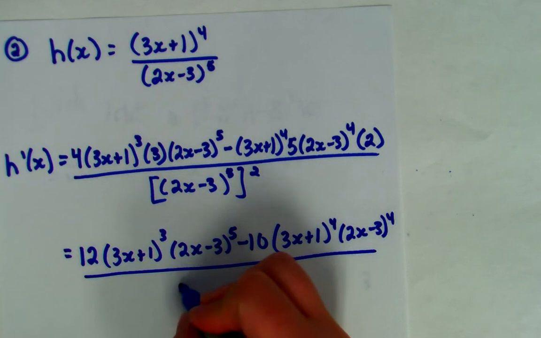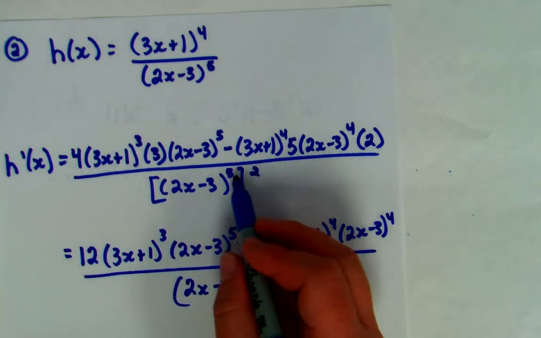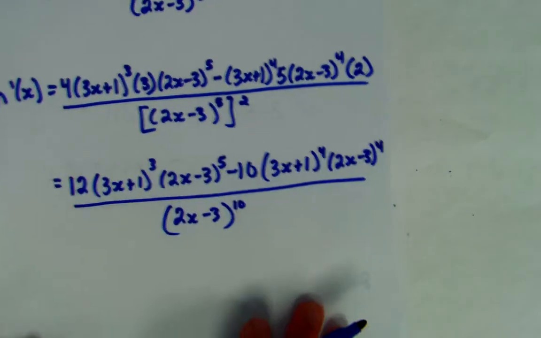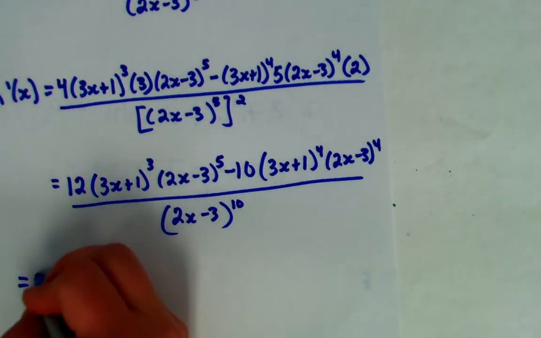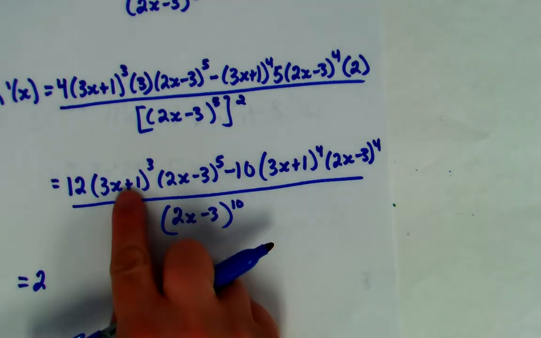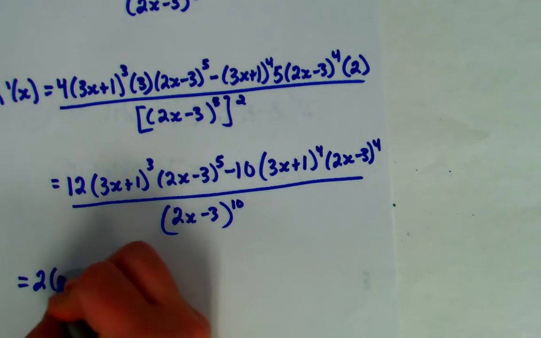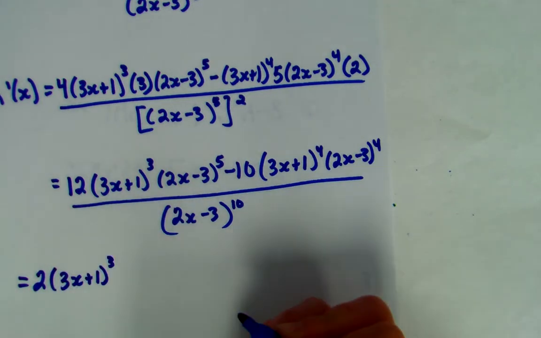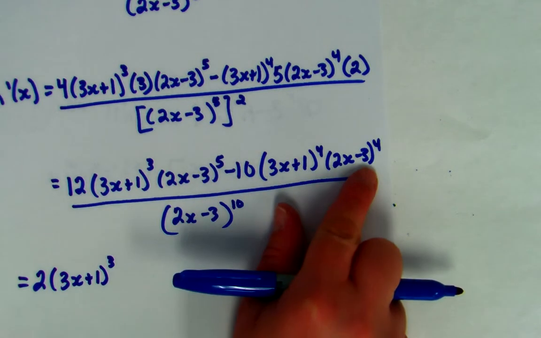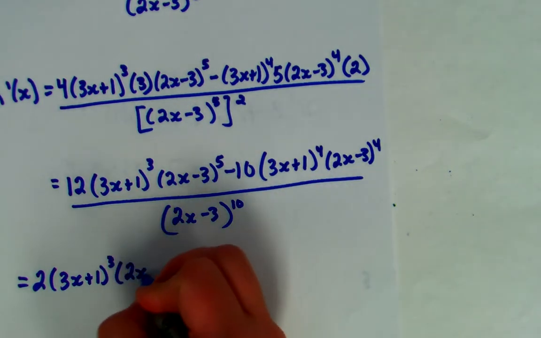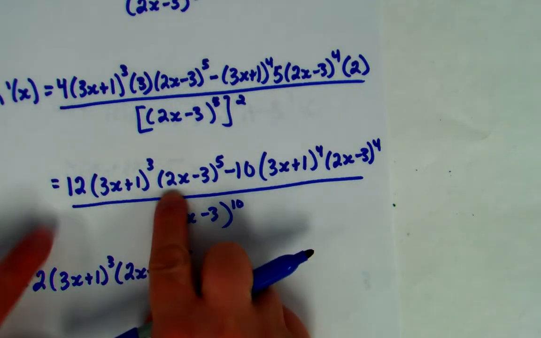And on the bottom, I'm going to end up with 2x minus 3 to the 10, because when you have two exponents, you multiply. Now I'm going to common factor the top. So 12 and 10, my common factor is 2. For the 3x plus 1 bracket, I have cubed and the exponent 4, so the exponent 3 is common. For the second bracket, 2x minus 3, I have 5 and 4, so 4 are common.